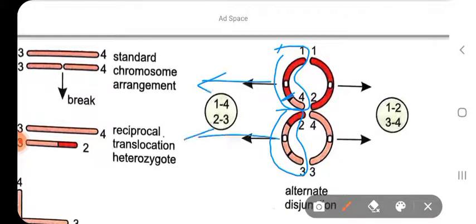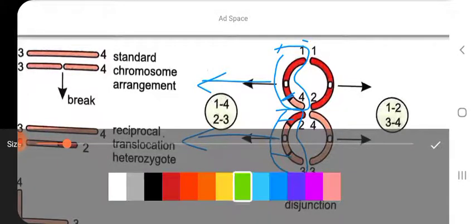So the translocated chromosomes are moving to the opposite pole. So all the gametes will receive a full gene complement and they will be fully viable, because the gene segments are not getting deleted or duplicated. All the gametes are receiving the same gene complement. They are receiving a full gene complement.